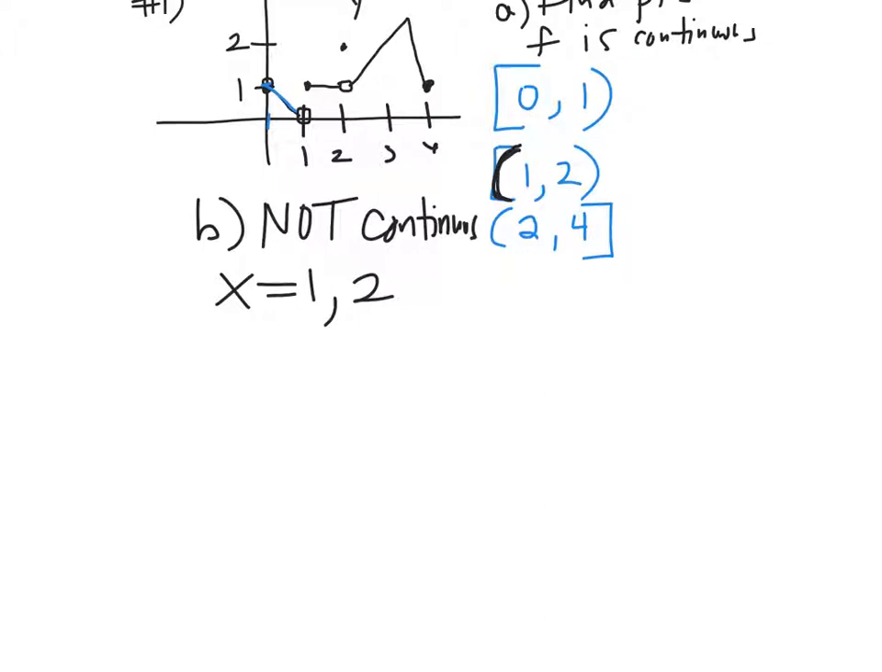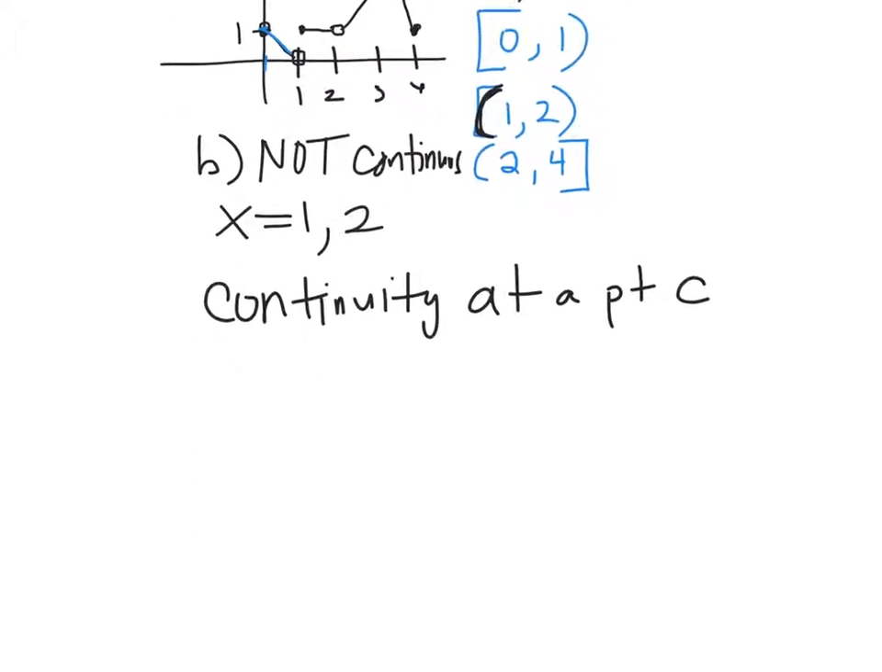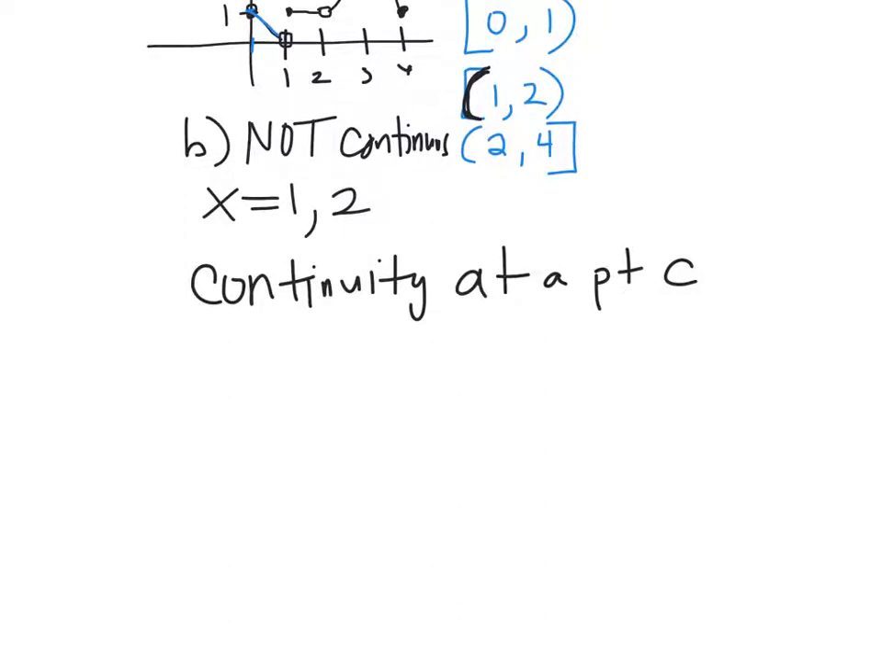Okay, so in order to have continuity at a specific point, continuity at a point C has to follow these 3 things.